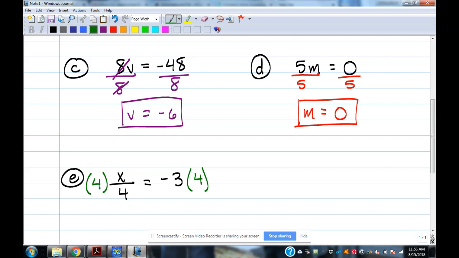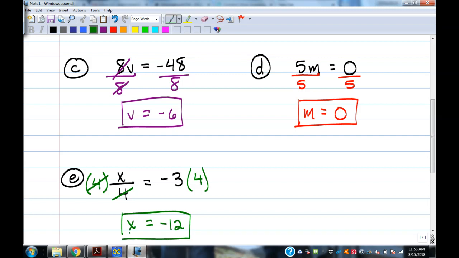What happens to these fours? They're going to cancel out, just like they did in the previous problems. There's x. What's negative 3 times positive 4? Negative 12. Signs are different, so the answer should be negative. Be careful of that. Negative 12 is right here on the number line.